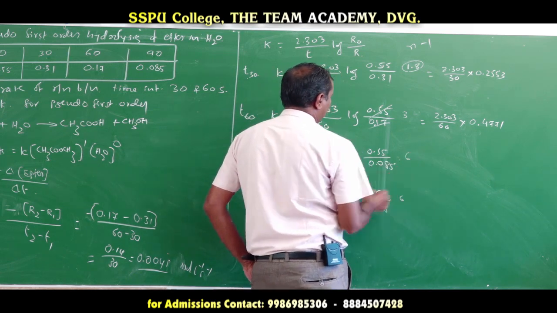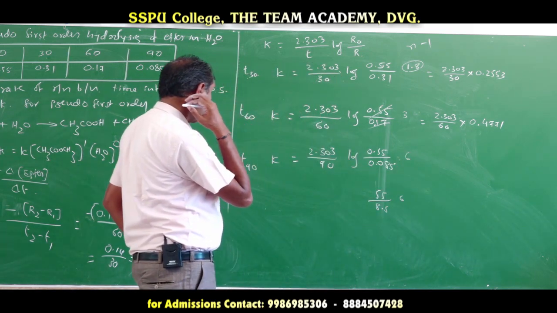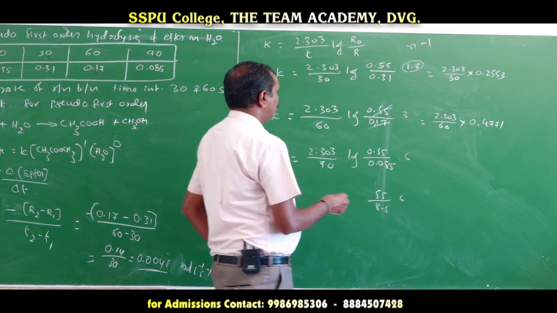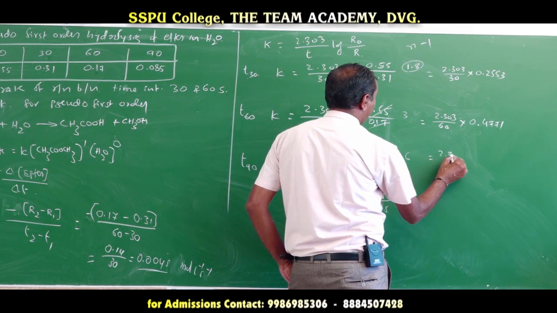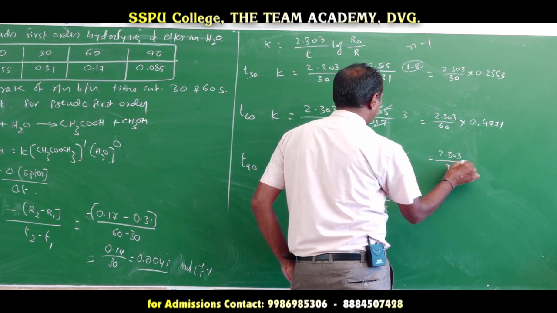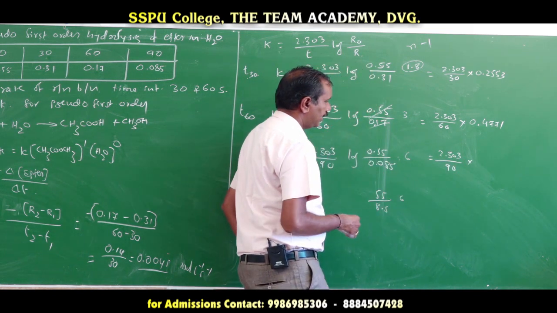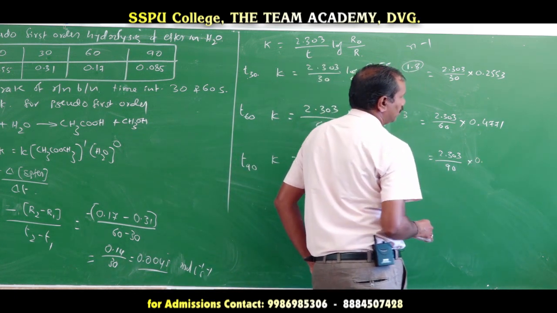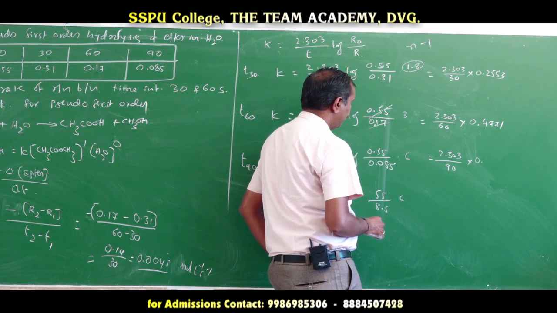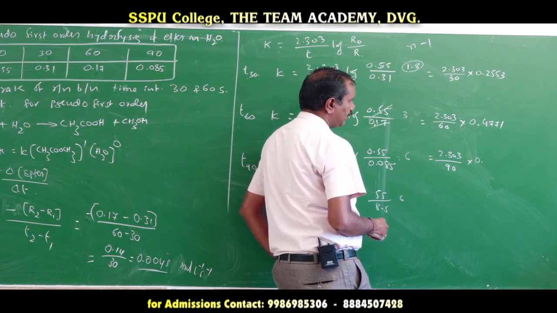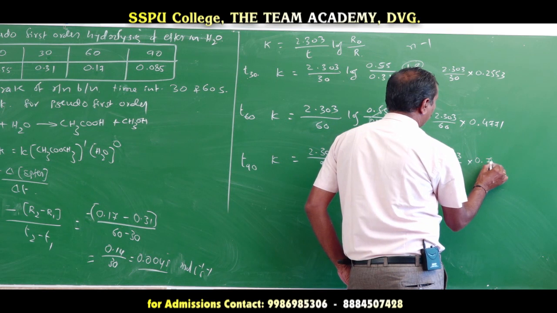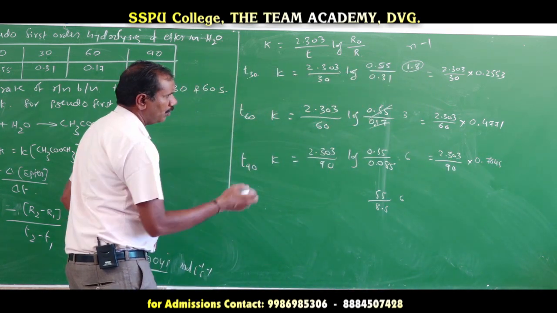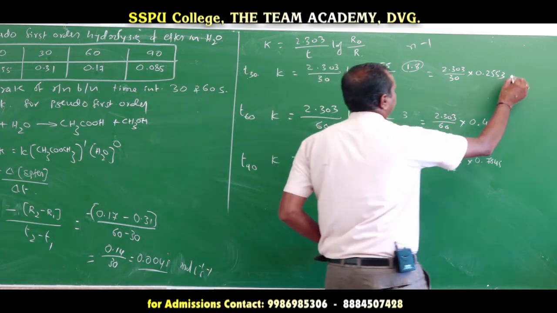Okay, 48.5 into 6. Okay, so 2.303 by 90 into 6. 6 is nothing but 60 value is 6990 for 50. 60 it is 7845. Okay, so final calculation.